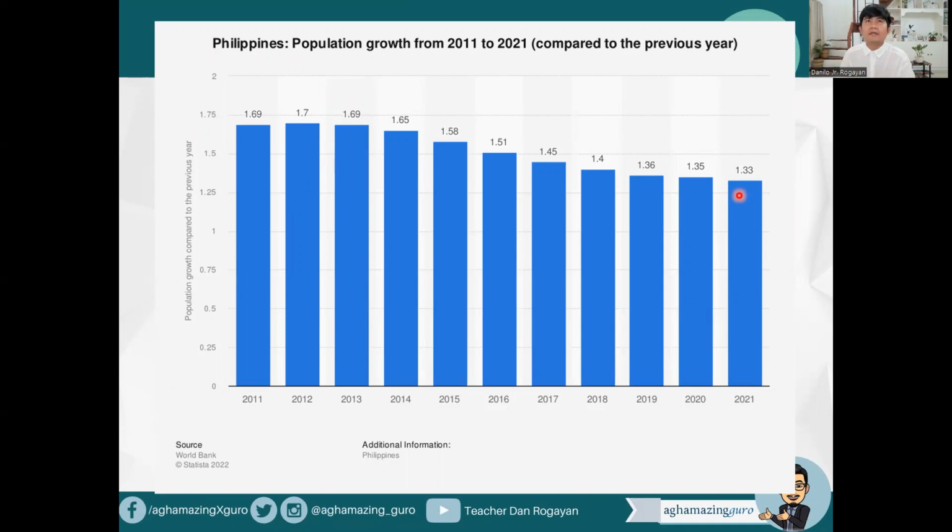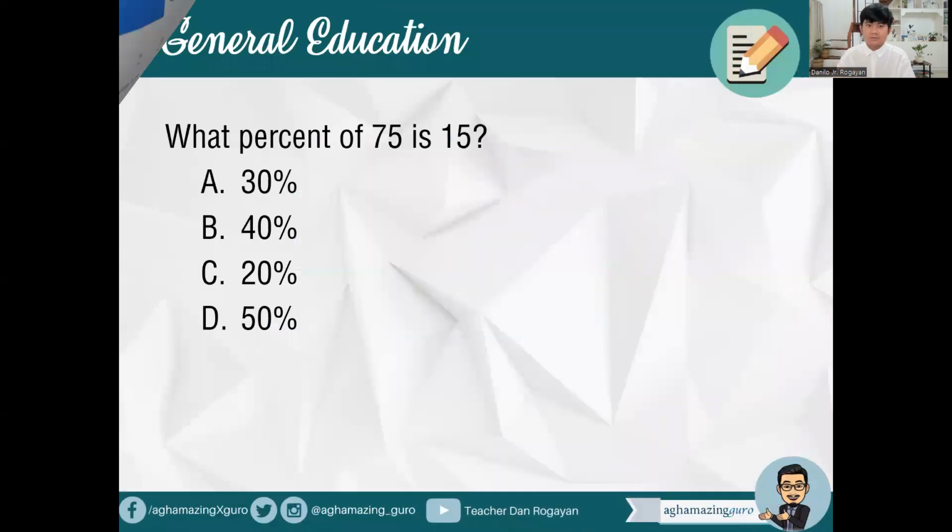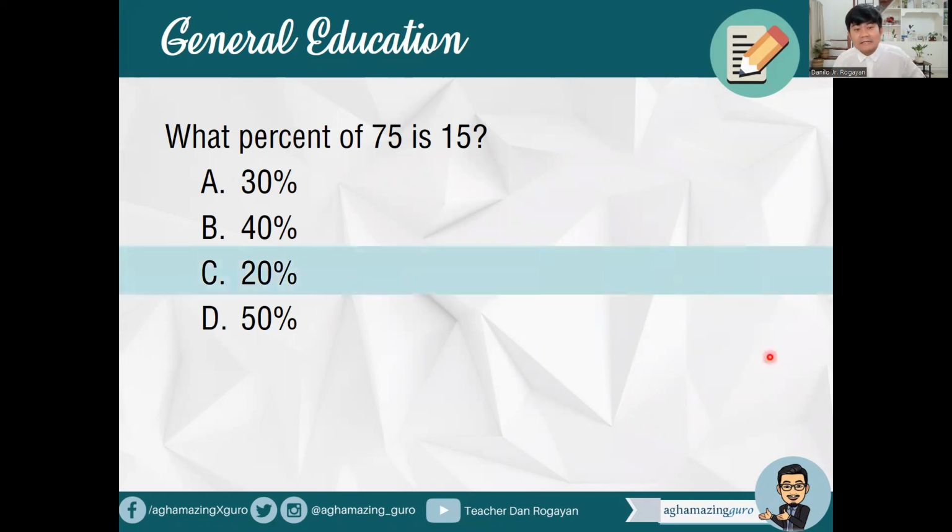Okay? We're talking about here the carrying capacity of a country to sustain the needs of the people, and of course, base pa rin sa available resources. The resources. Right? Okay? So 15 is what percent of 75? A 30%, B 40%, C 20%, D 50%. So ilang percent ng 75 ang 15? The answer is ilan? Okay? Teachers, the answer is 20%.